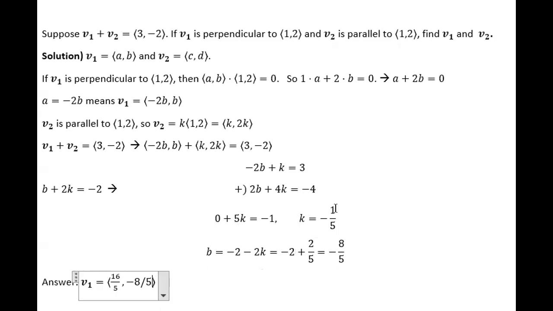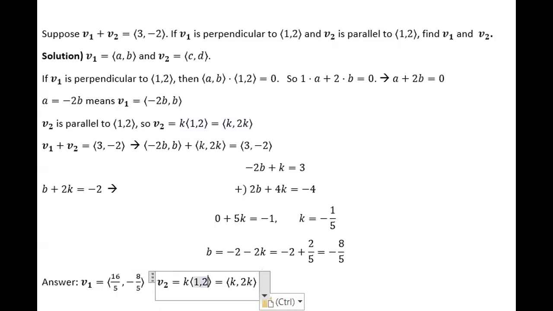All right. And then we have V2, which is (k, 2k), and because we know that k is negative 1/5, this will be (-1/5, -2/5). And that's it. That's the answer.